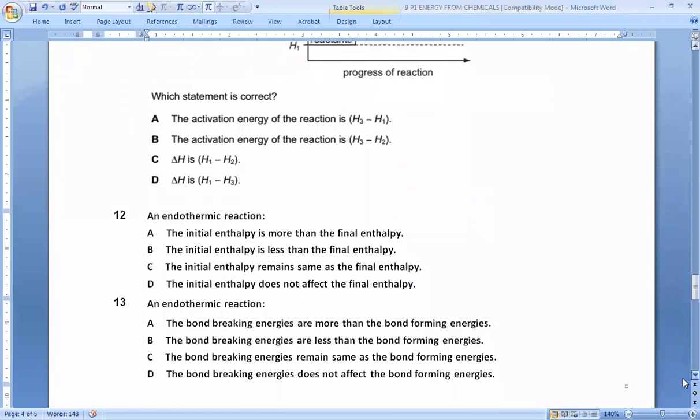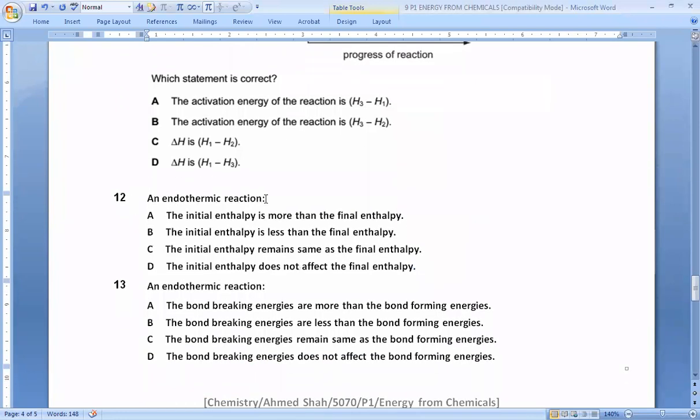Question number 12. An endothermic reaction, initial enthalpy is more than the final enthalpy. Initial enthalpy is more than the final enthalpy. The initial enthalpy is less than the final enthalpy. If the water is heating over the stove, initially its H1 is less than the hot water. This is H2. So question number 12, option B is correct. Initial enthalpy is less than the final enthalpy.